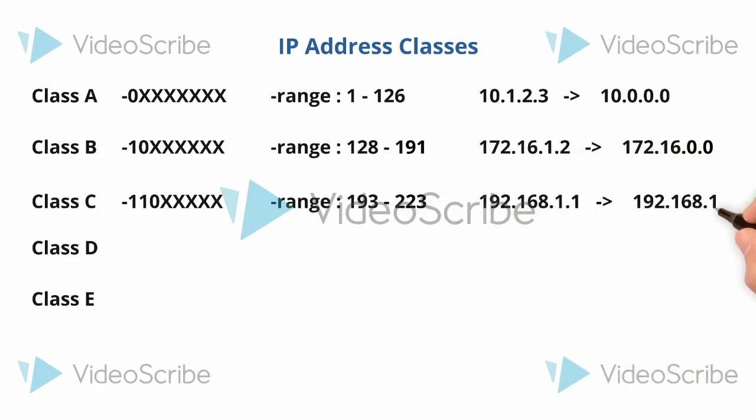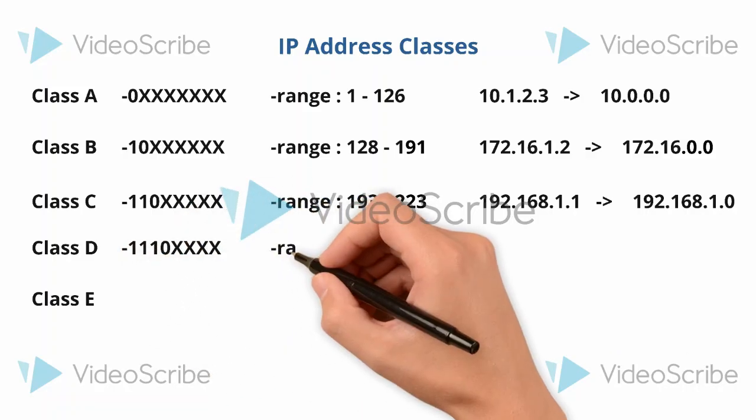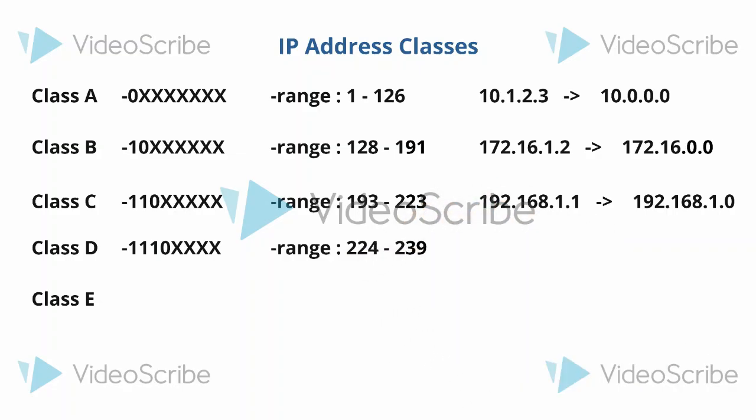Class C starts with 110 in binary, range 192 to 223. The first 24 bits, or 3 octets, are the network, leaving only the last 8 bits for hosts. Example, 192.168.10.1 belongs to the 192.168.10.0 network.